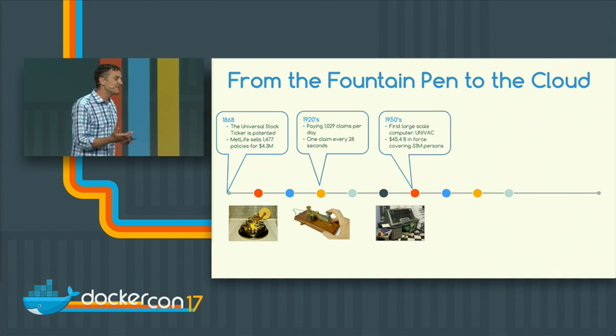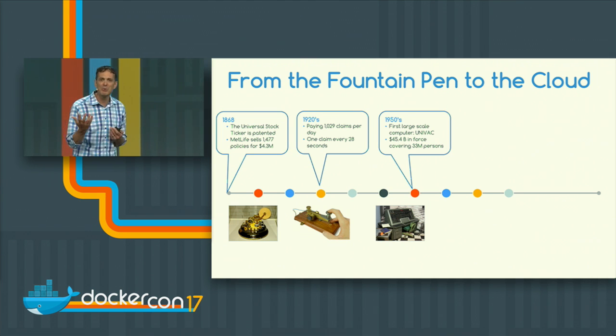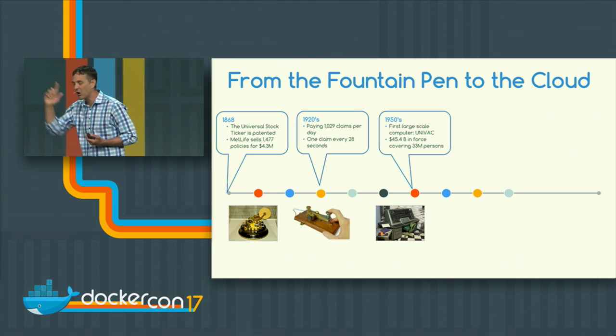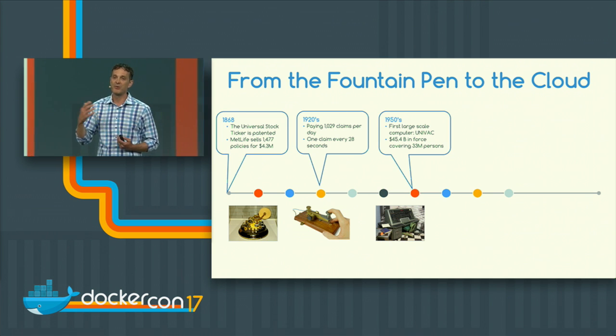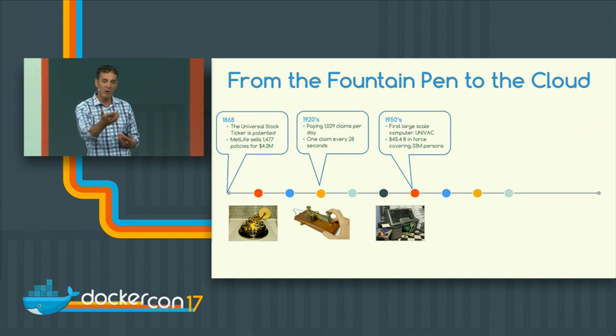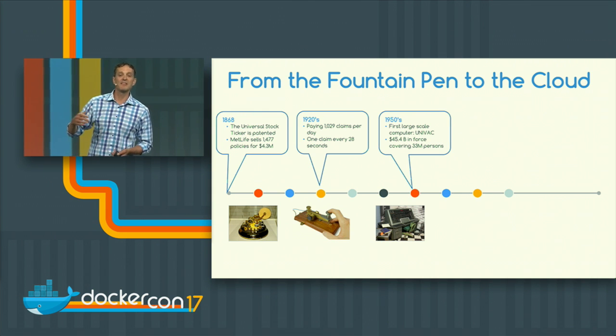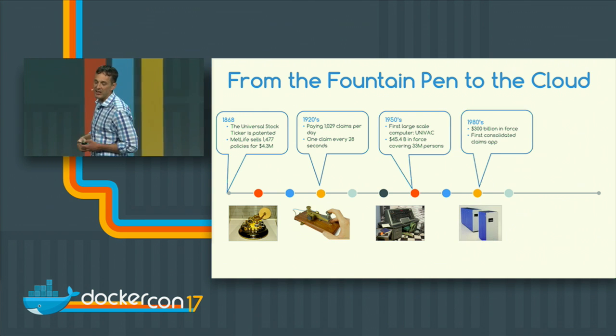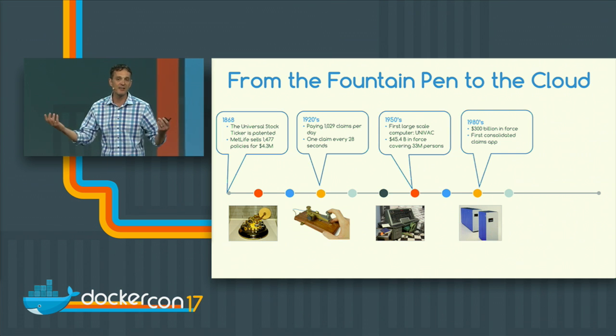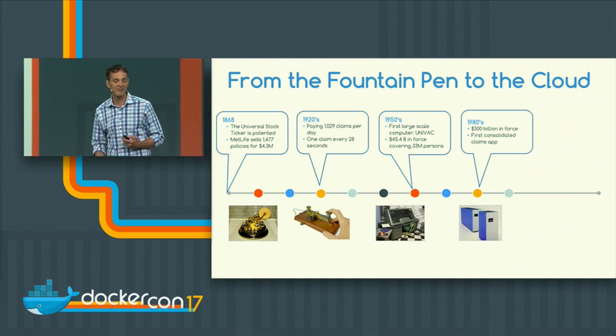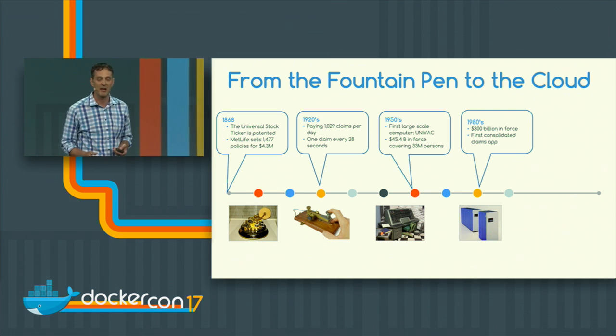And then by the 1950s, our business is so computationally complex that we're the first company in the entire industry to invest in large-scale computing. And we buy one of these things. It's a UNIVAC machine. And this continues into the 1980s, where we write our first consolidated claims application for the entire business, and we shove it into an IBM mainframe.